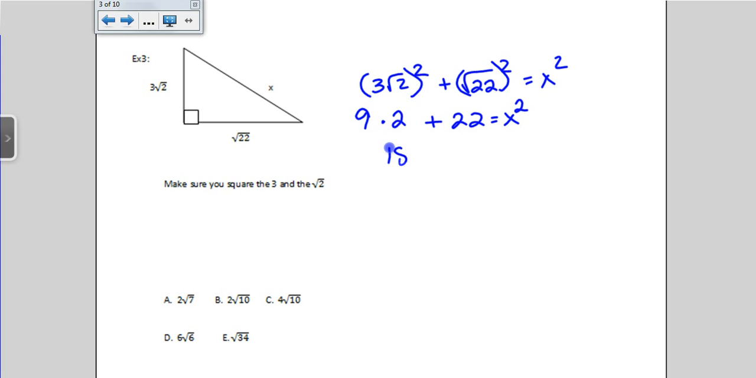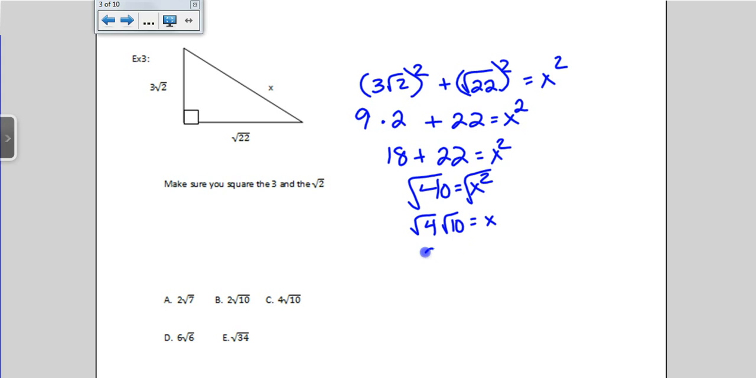So we've got 18 plus 22 equals x squared. So let's see, that's 40 equals x squared. And breaking down 40, the biggest perfect square that divides into 40 is 4. So it's really the square root of 4 times the square root of 10, and that reduces to 2 square roots of 10.